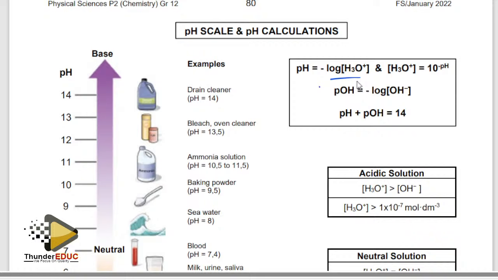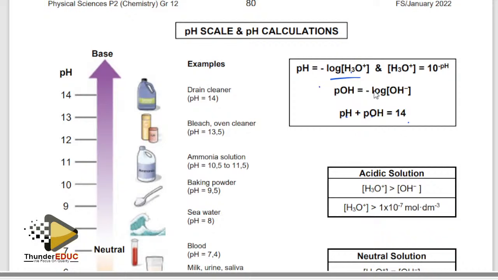Sometimes the hydrogen concentration, the hydronium ion concentration, is not given, therefore you have to use pH plus pOH is equal to 14, or the concentration of the acid. You find the concentration of the base, and then after that you find the mole ratio, how many hydrogen ions there are, and then you are able to calculate the pH.